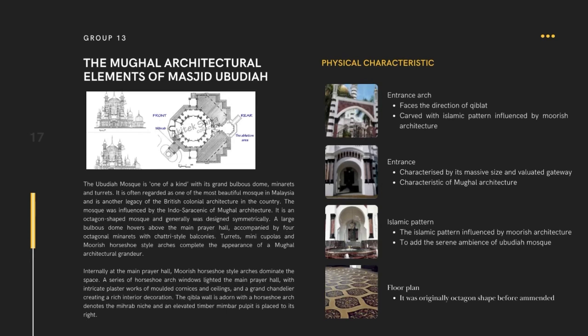Internally, at the main prayer hall, Moorish horseshoe-style arches dominate the space. A series of horseshoe arch windows lights the main prayer hall, with intricate plasterwork of molded cornices and ceilings, and a grand chandelier, creating a rich interior decoration. The Qibla wall is adorned with a horseshoe arch that denotes the mihrab niche, and an elevated timber mimbar pulpit is placed to its right.